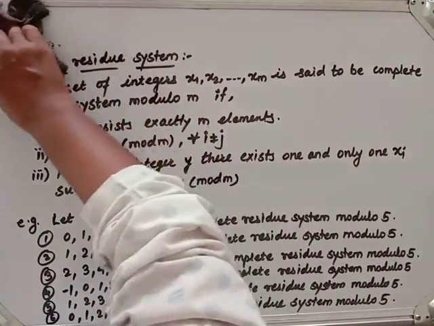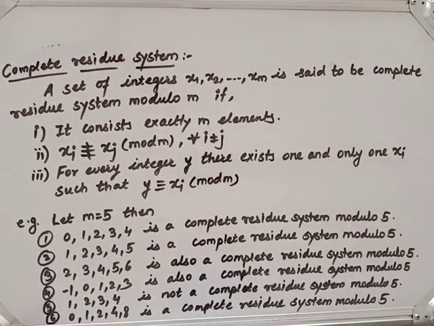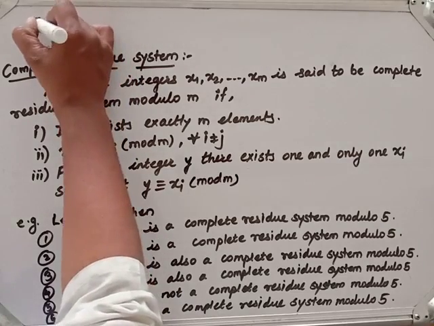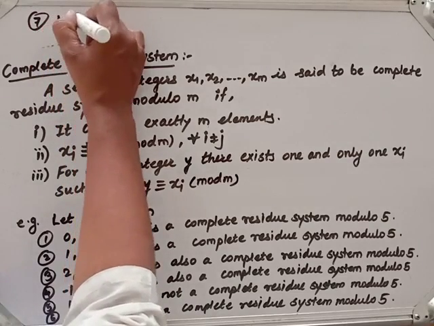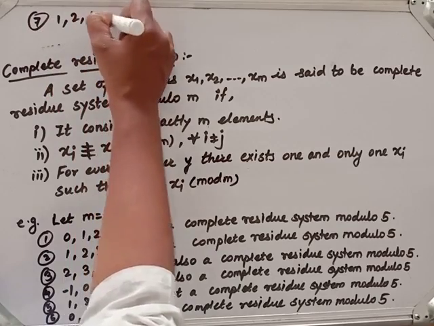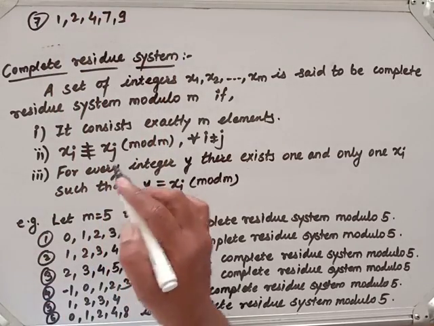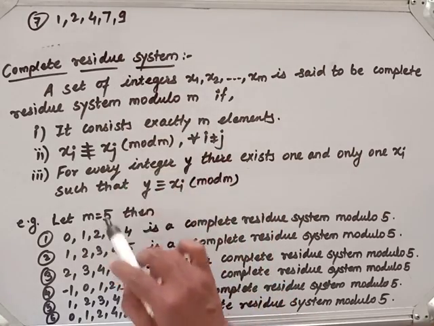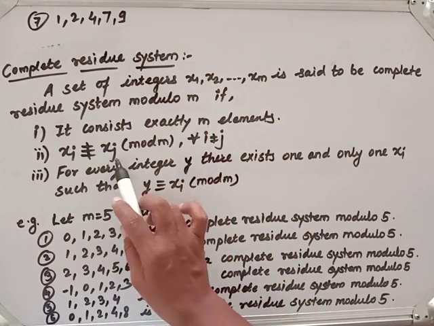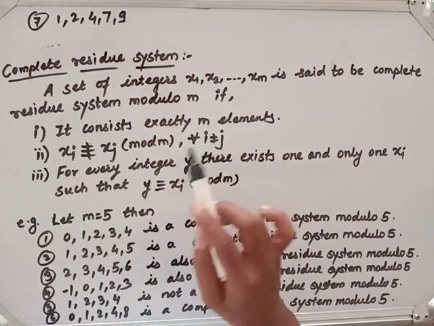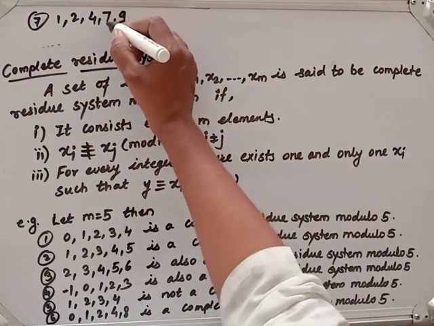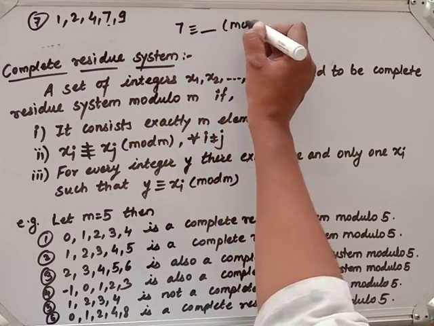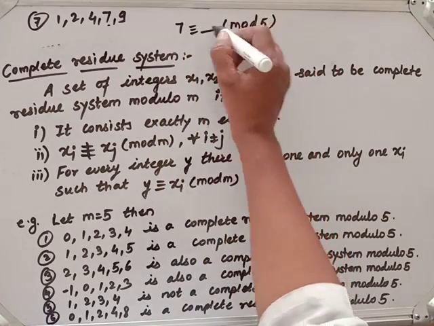Now let me take one more example for this. Same thing, m will be 5. Let me take one more. This is the sixth one. Now let me take one more, the 7th one. Suppose the integers are 1, 2, 4, 7 and 9. Here these are again 5 elements, m is 5. What about xi not congruent to xj when i is not equal to j? Now 7 is congruent to whom modulo 5?